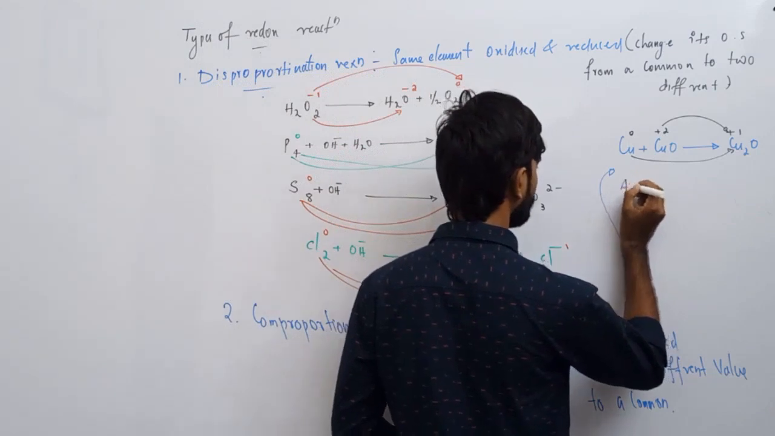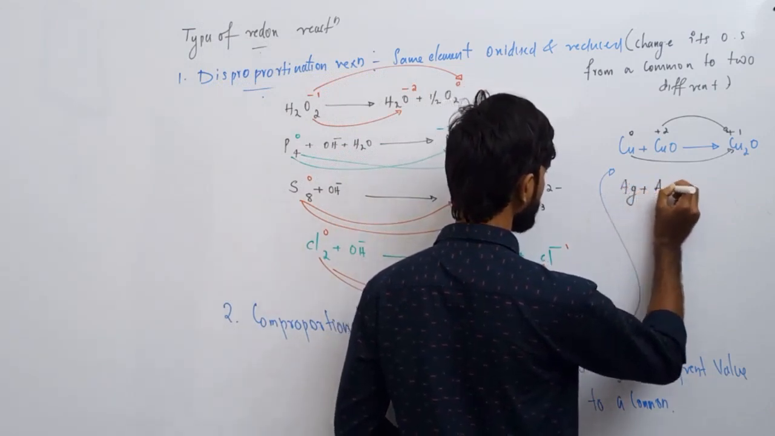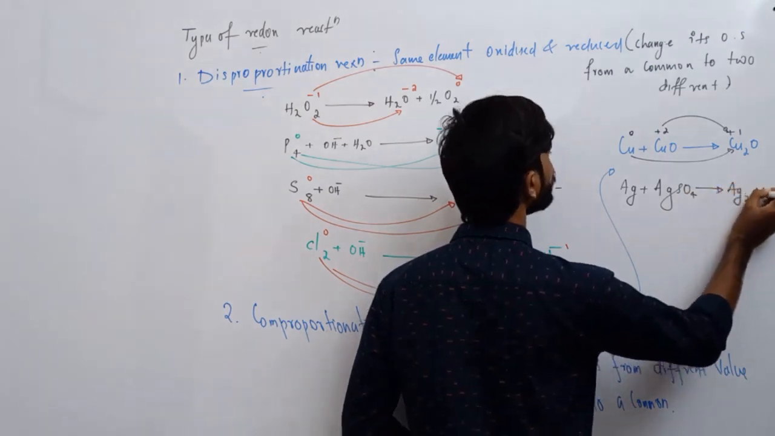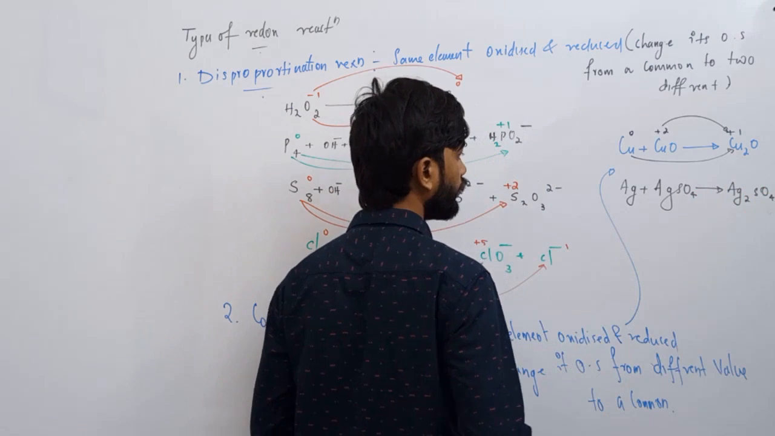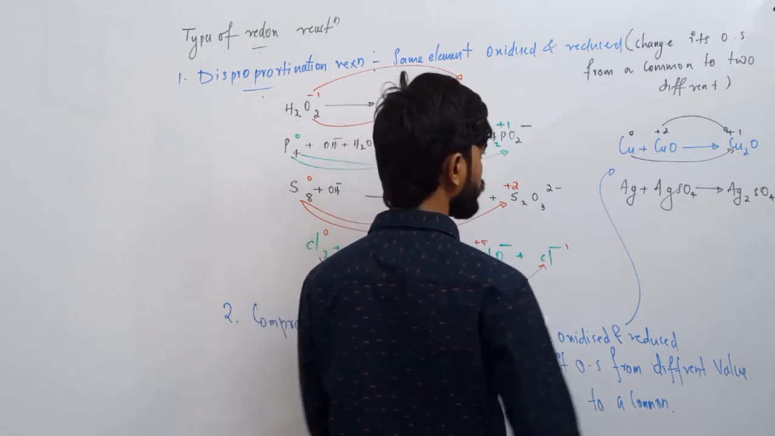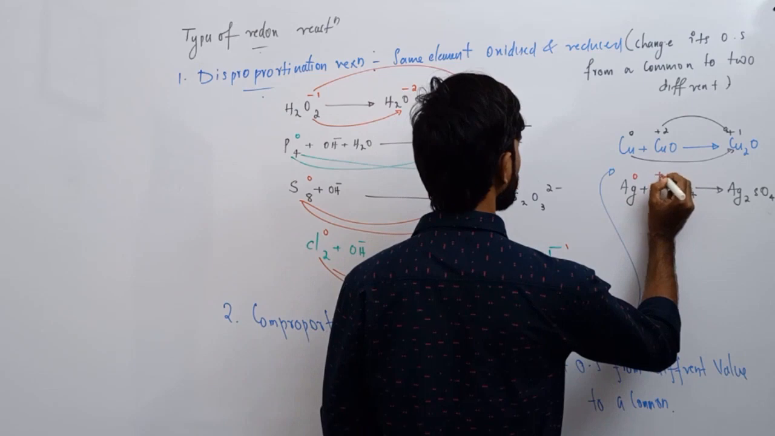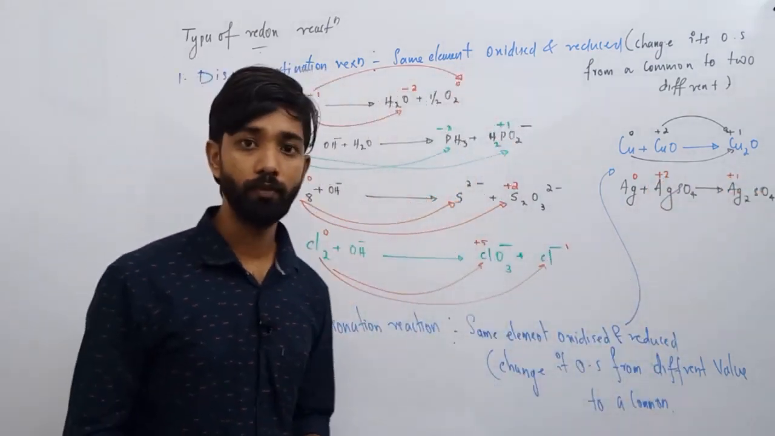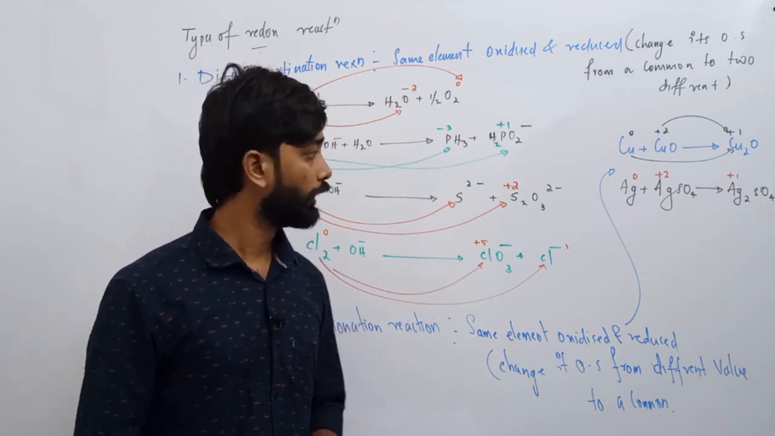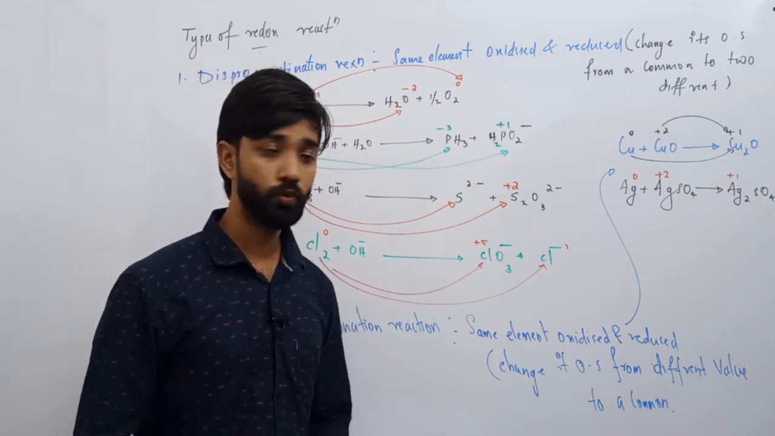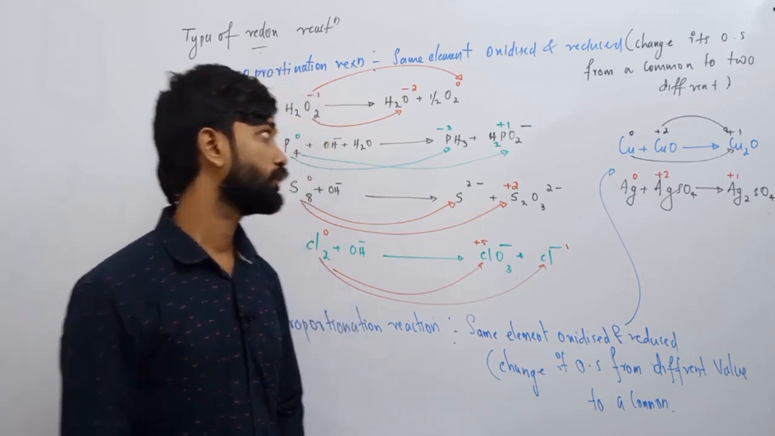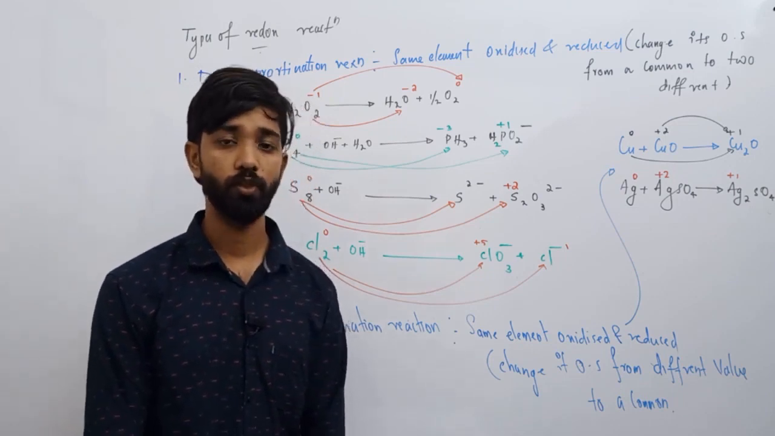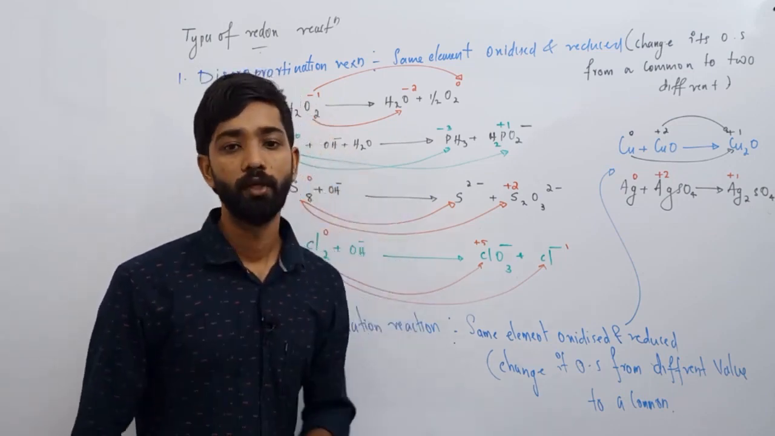Then another example, Ag plus AgSO4 forms Ag2SO4. The very same logic here also: 0, +2, and here +1. So silver, before the reaction, is in 0 and +2, and after the reaction, silver turns to +1. Ready? So these are called disproportionation and comproportionation reactions, just opposites, where the same element undergoes oxidation and reduction.